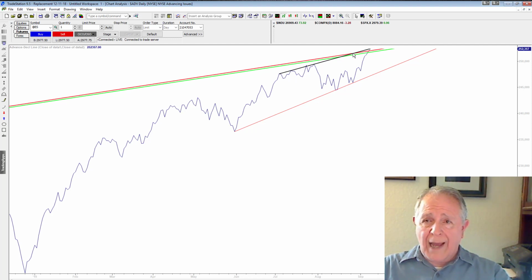So I wanted to show you an update on the advanced decline line. This could very well be an important top here on the AD line. It's something we're going to watch very closely.